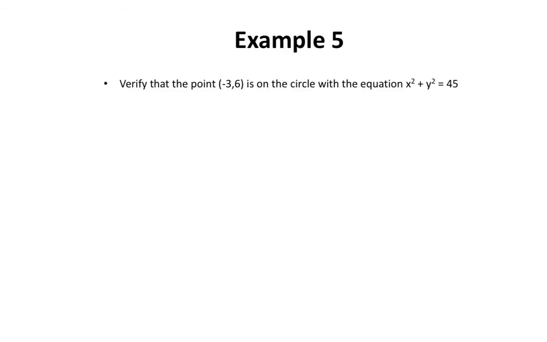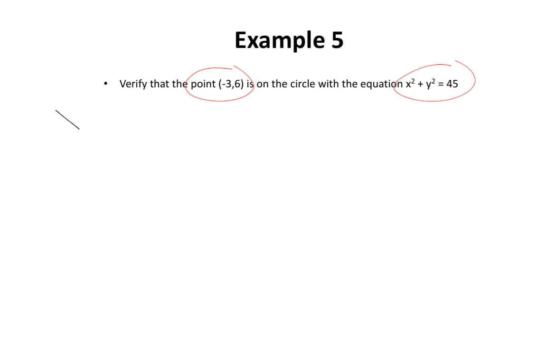In our fifth example, we want to verify that the point negative 3, 6 is on the circle with the equation x squared plus y squared equals 45. The important pieces of information are this point as well as the equation x squared plus y squared equals 45. If this point is on the circle with this equation, the radius should be exactly the same. So let's go ahead and do some work for that.